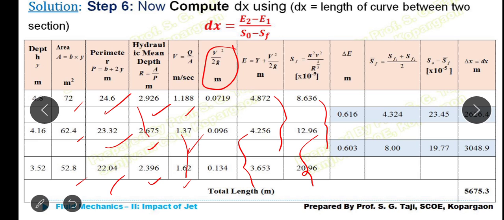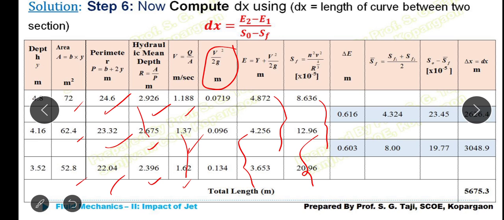Don't forget it. Everything cannot be written in the observation table. It becomes very clumsy and confusing. SF1 plus SF2 for the first one. When you take the second step, it must be SF2, SF3. For the third step, SF3 plus SF4 divided by 2, if at all it is there. Since here it is asked only for 2 steps, why should we do it for the third step? Am I right? Okay.